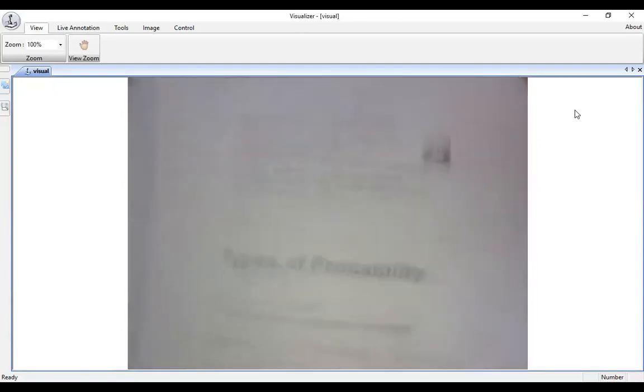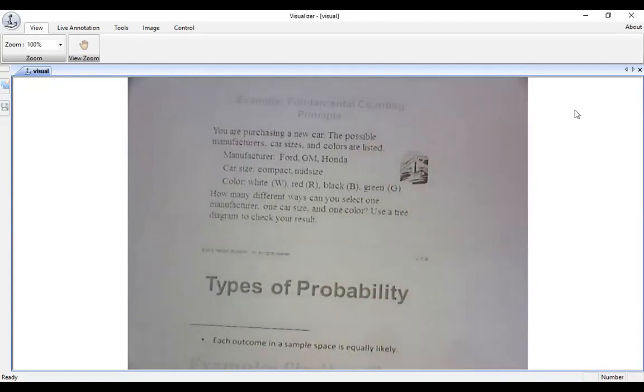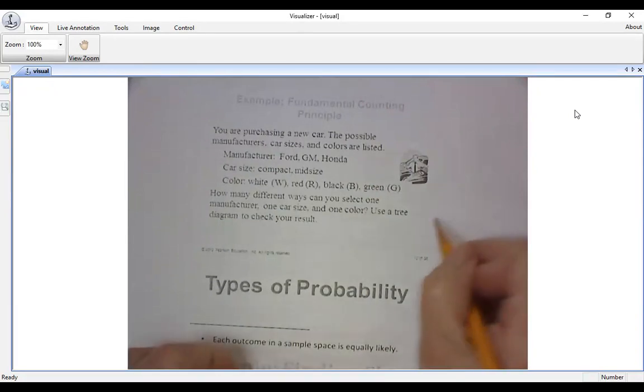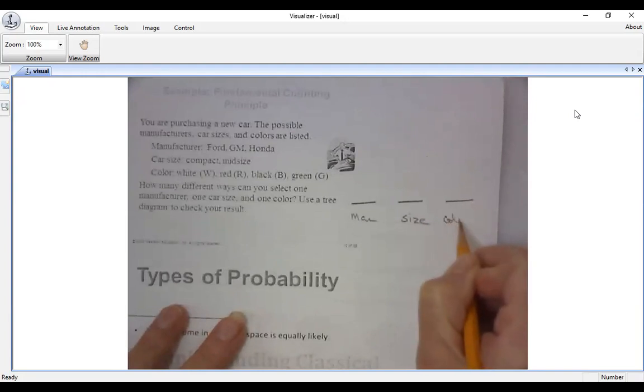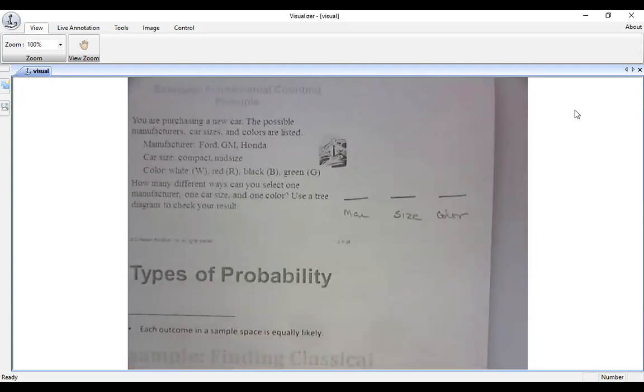All right, so here's your problem. And this is what I would consider doing, okay? If you're using the fundamental counting principle, as opposed to drawing a tree diagram, which I don't know that many of us would want to draw, I put blanks for every choice I have to make. So how many different choices am I having to make to pick out the car? I've got 3 different things I choose. So I've got to choose the manufacturer, I've got to choose the car size, and I've got to choose the car color. So I put down 3 blanks when I do this.